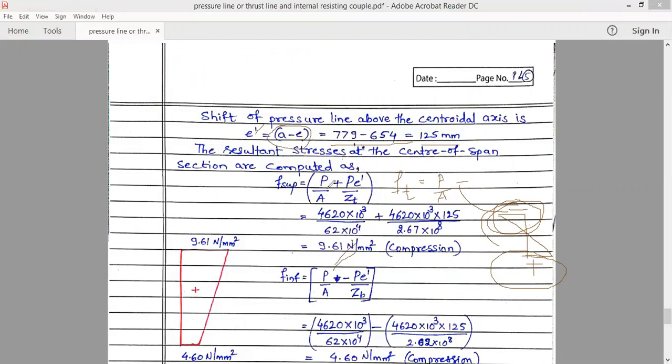But in case of the C line method or the P line method, I am going to write E dash instead. So when I write E dash, this sign convention changes. It is positive here. So it is P by A plus P E dash by ZT. We have already calculated E dash. So substituting the values of P, A, E dash as well as Z, we will obtain the stress at the top fiber, the superior fiber. It is 9.61 Newton per mm square. It is a positive value, hence it is compressive.